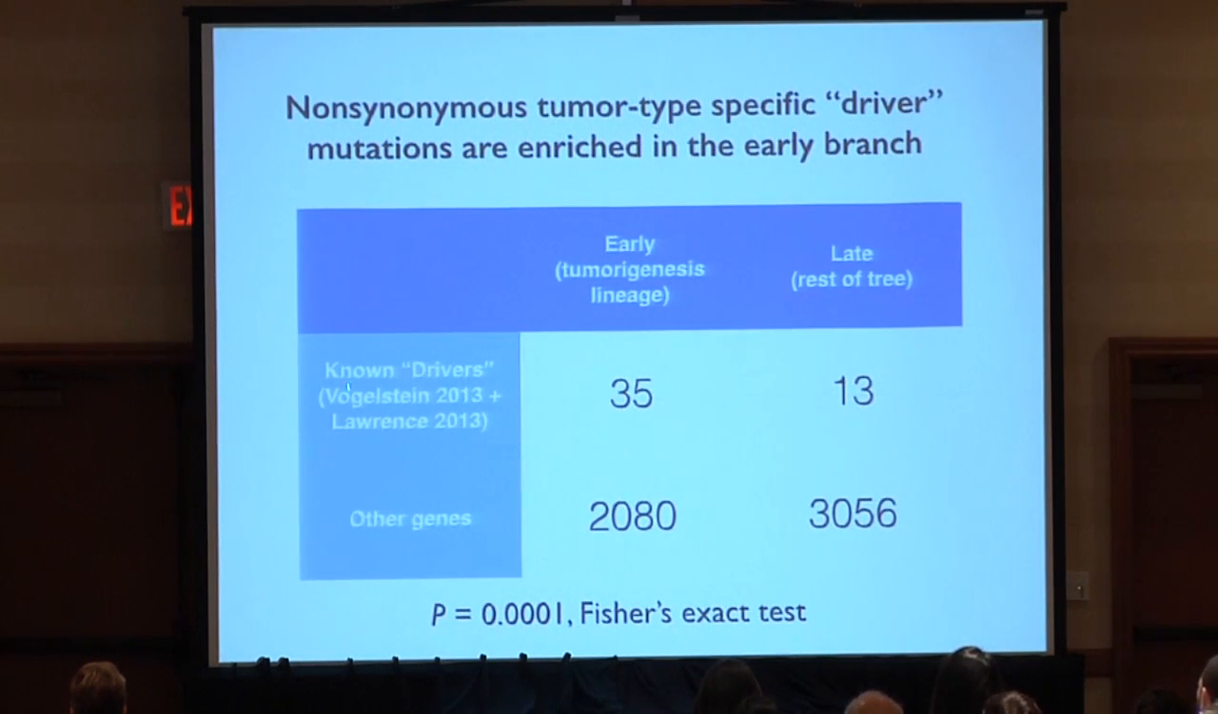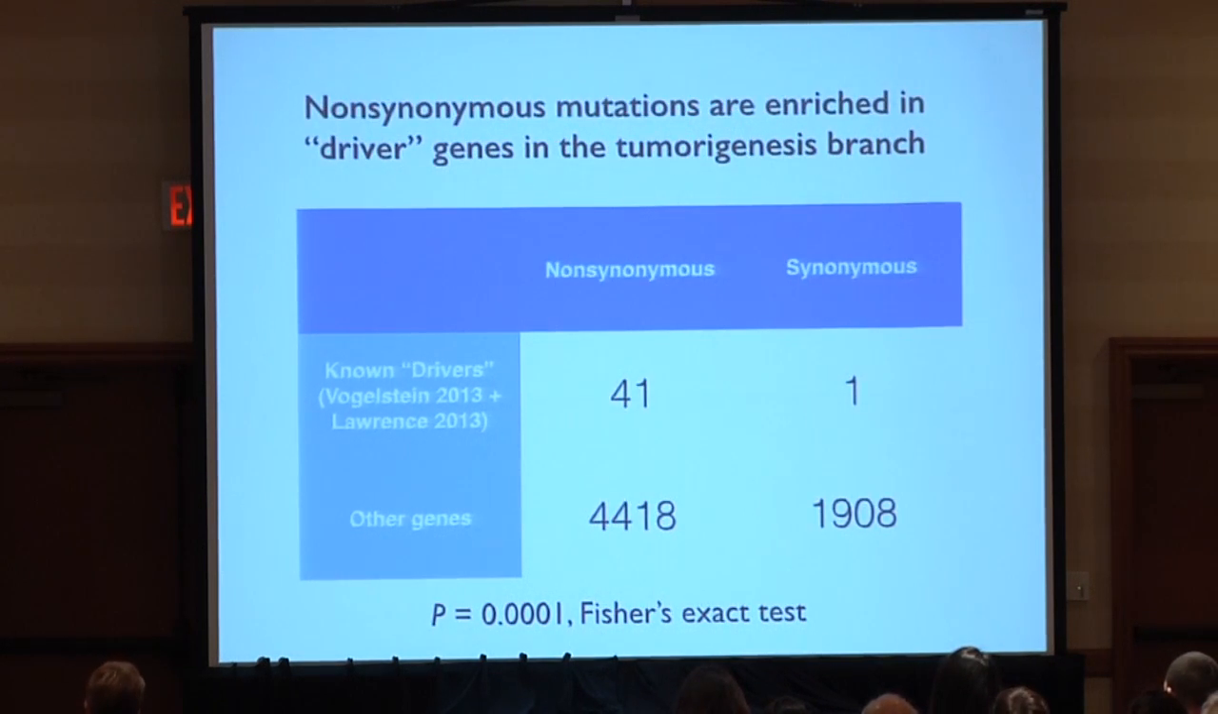So if you take known drivers, genes that are known to play roles in cancers of various types, and look at whether they're in that early lineage or late lineage, you have a very strong indication that more of those mutations occur in the early lineage than the late lineage, so that's what's really important in that case. And then non-synonymous mutations are enriched in those driver genes as well in the tumorigenesis branch.